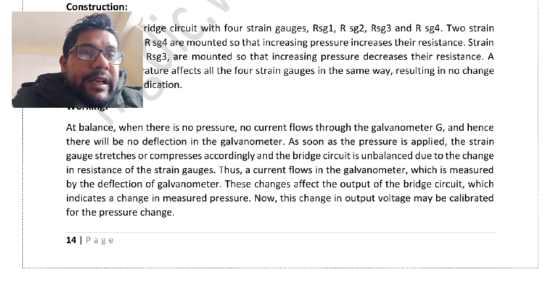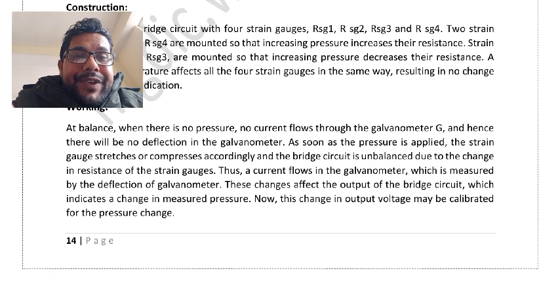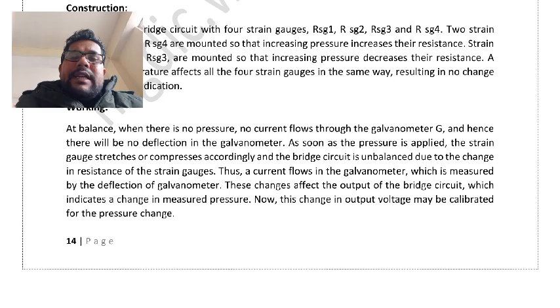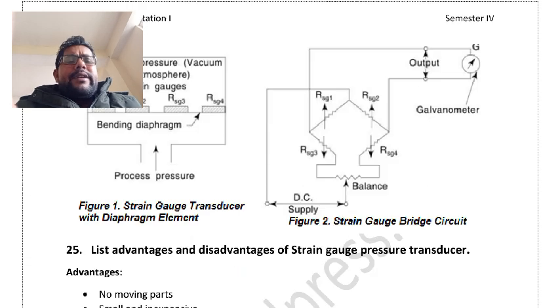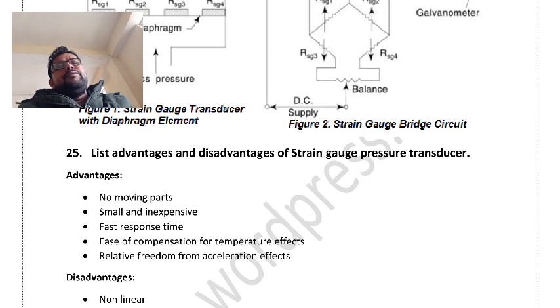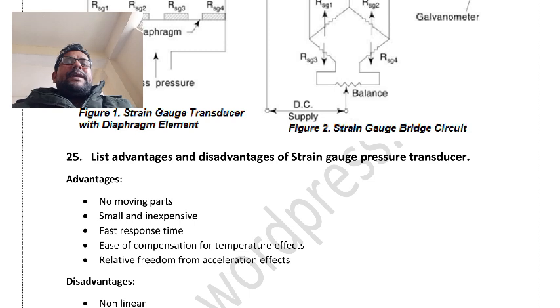The reading of the galvanometer will change, because of this change the output of the bridge circuit indicates the change in measured pressure. Now the change in voltage may be calibrated in terms of pressure. So this is the working of the strain gauge, how the strain gauge pressure transducer works.